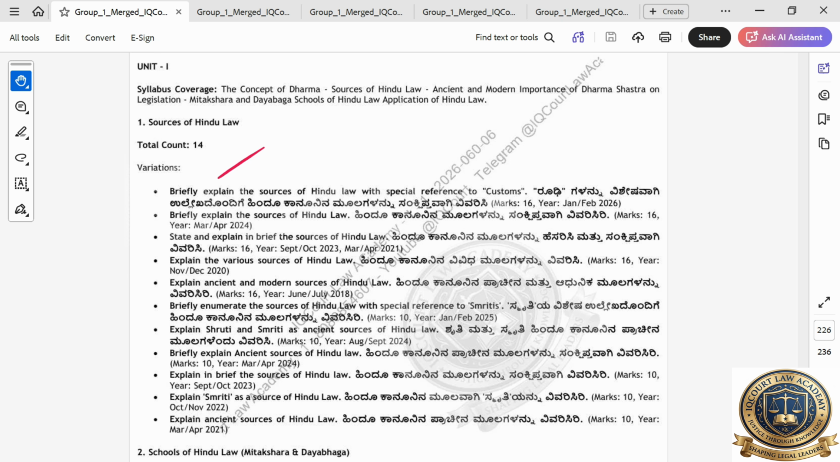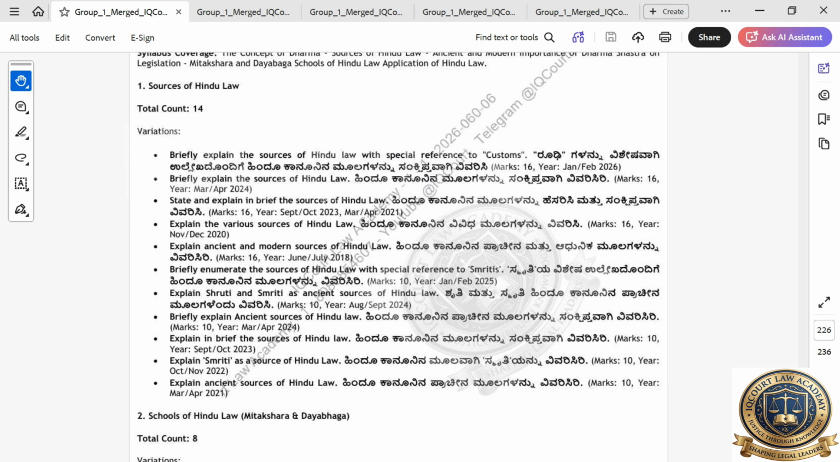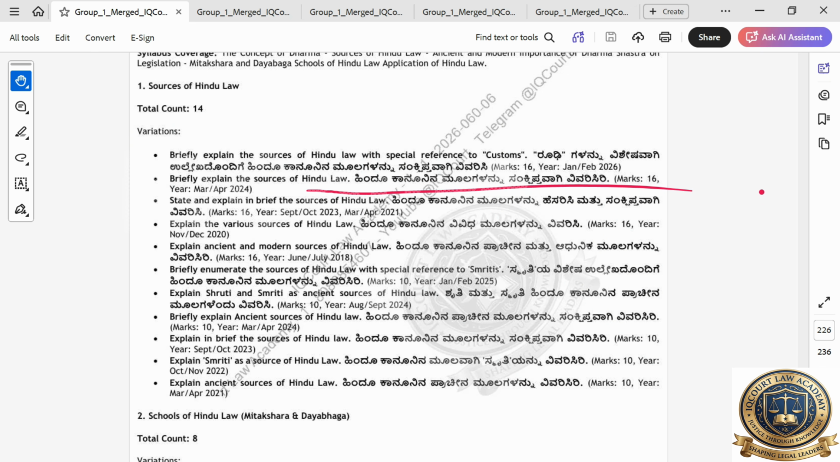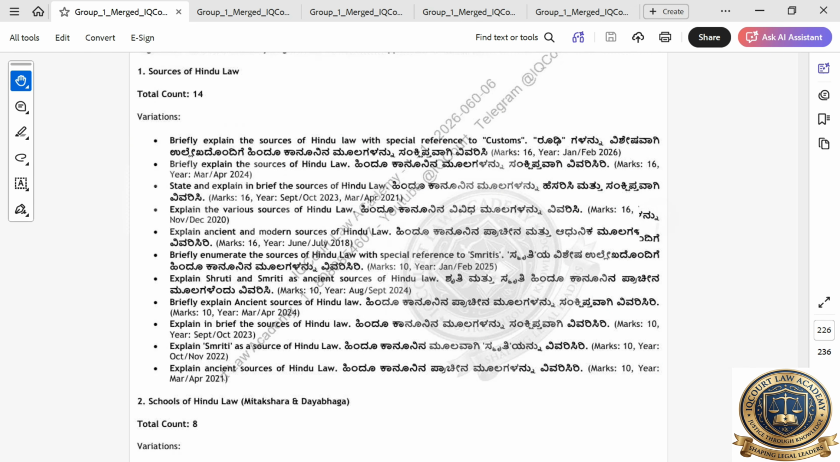Briefly explain the sources of Hindu law with special reference to customs. Rudhi means you just casually follow; paddhati, custom, is mandatory. You can't skip it to get the legal status. Briefly explain this. This is the way they may ask the question. The question came in 2026, just 6 months back. Briefly explain the sources of Hindu law, various sources of Hindu law, like this.